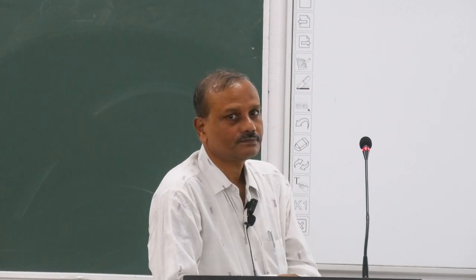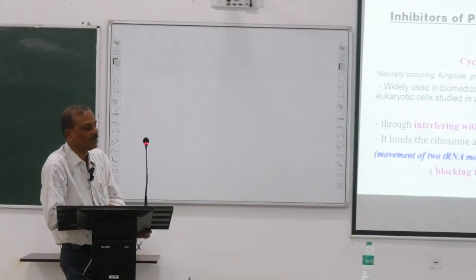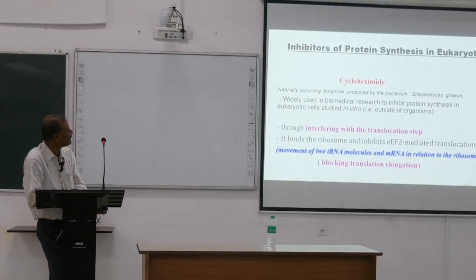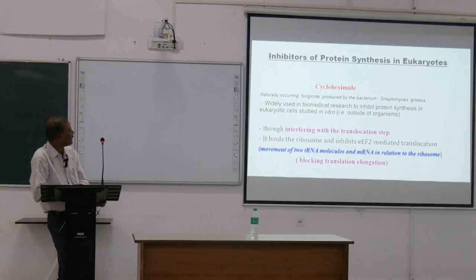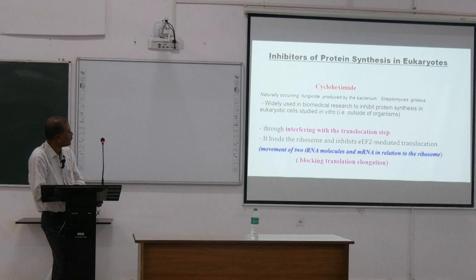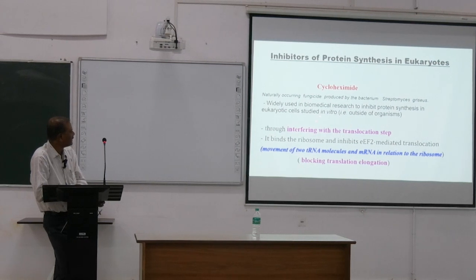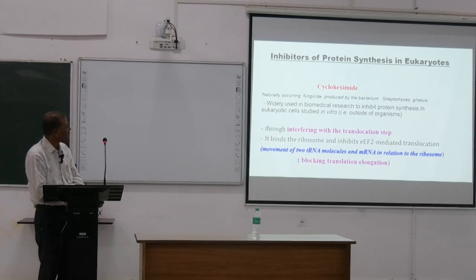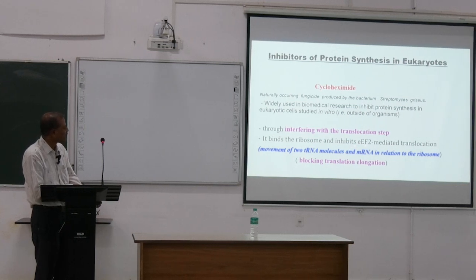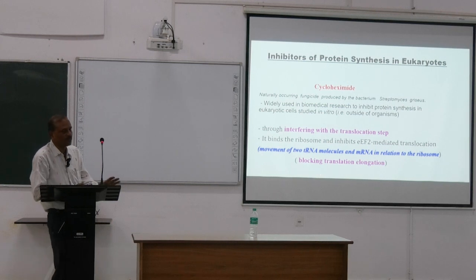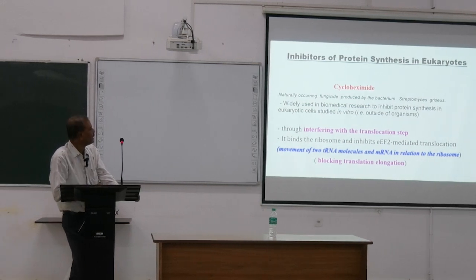Next, the inhibitor of eukaryotes. Cycloheximide is extensively used in research work, and is widely used in biomedical research to inhibit protein synthesis in eukaryotic cell studies. It interferes with the translocation step and blocks elongation factor 2 mediated translocation. Basically, it blocks translation elongation.